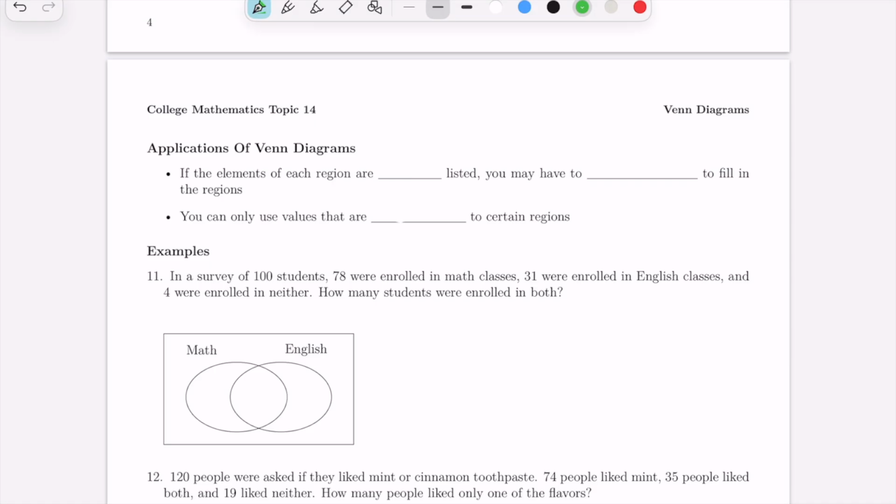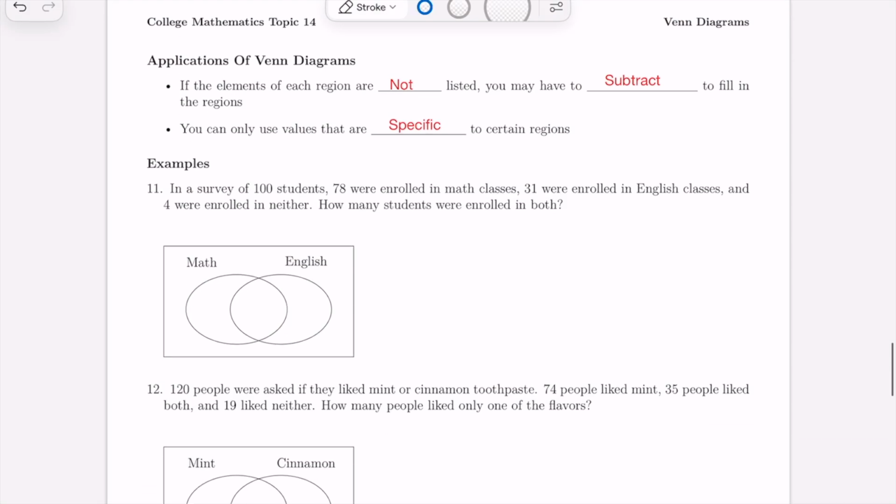The elements of each region are not listed. If the elements of each region are not listed, then you've got to subtract some of the regions. You'll see what I mean. You can only use the values that are specific to certain regions. So let's go to this first one.